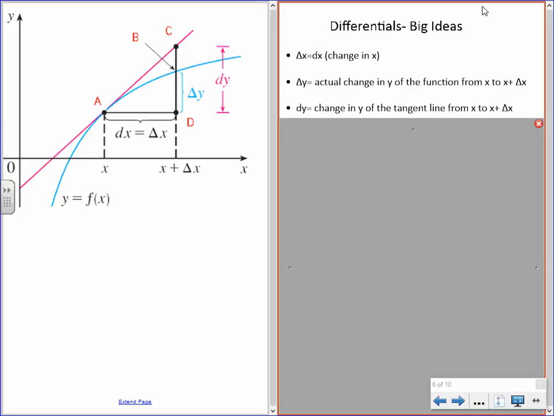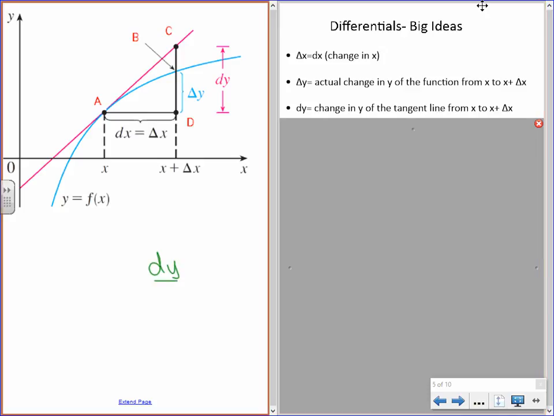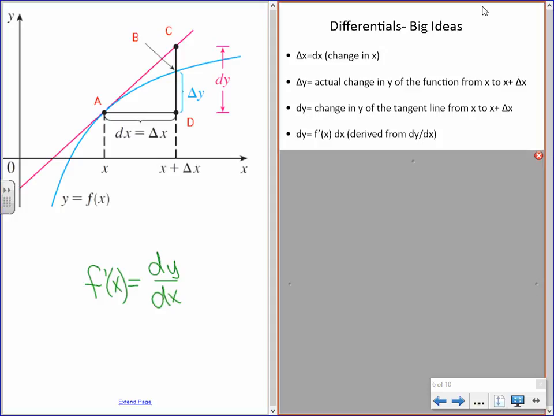There are three ways that we write derivatives, right? One of them is dy dx, and another is f prime of x. What we can do with this concept of dx, dy, change in x, change in y, is we can rewrite f prime of x equals dy dx to be this: dy equals f prime of x dx. We're essentially multiplying that dx over to be with f prime.